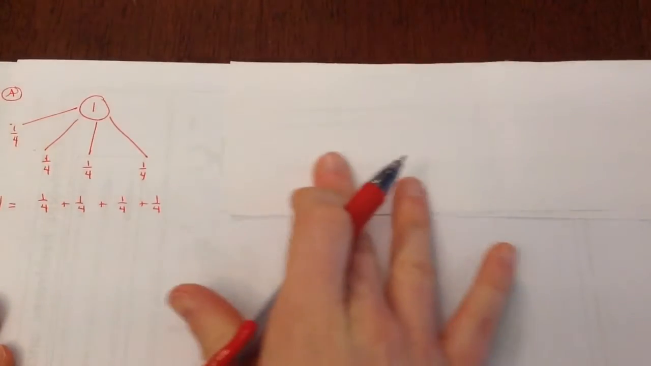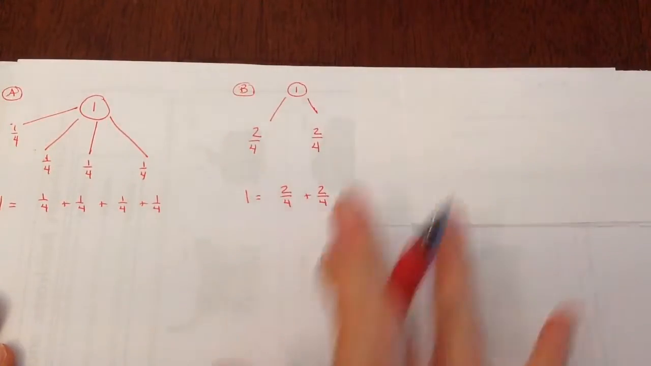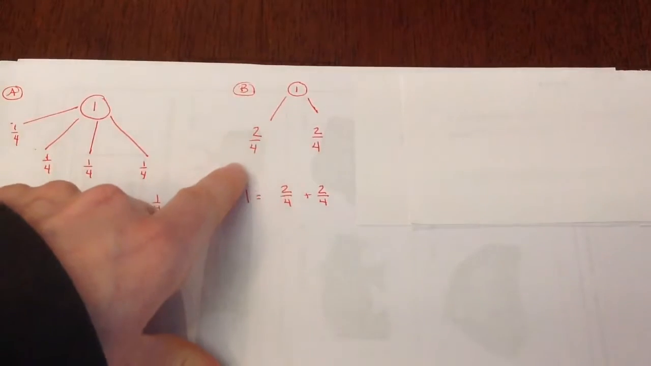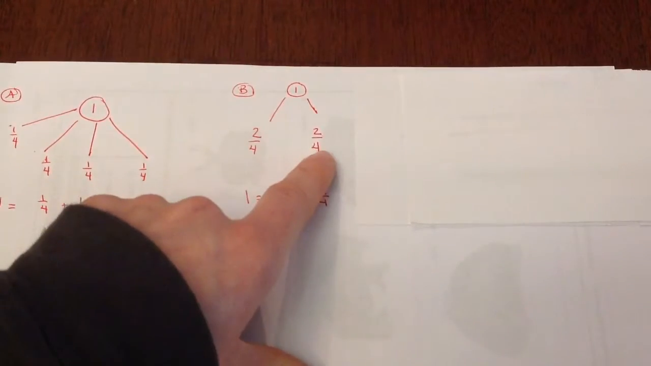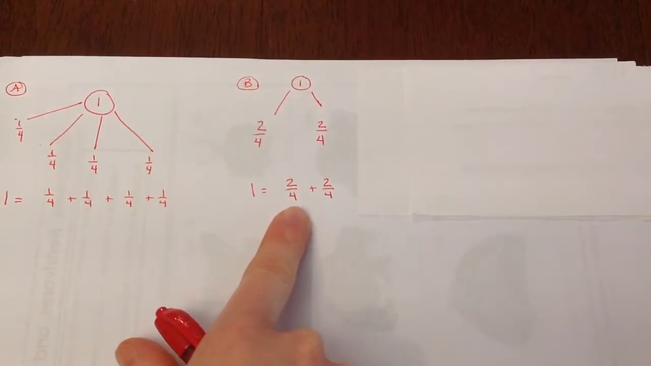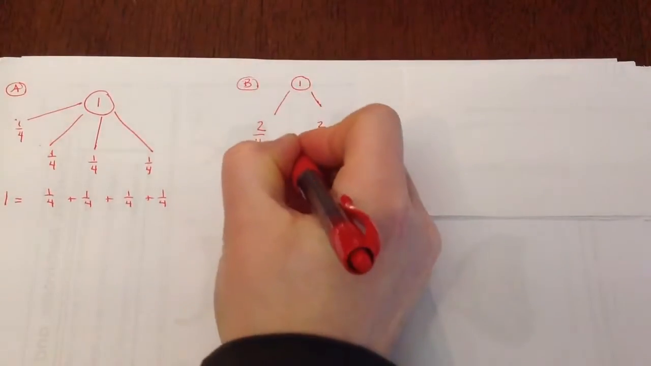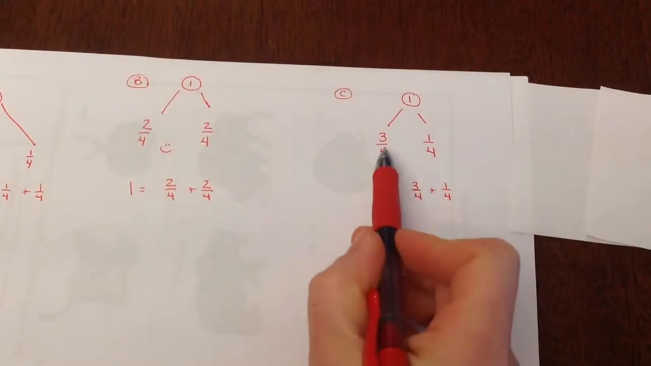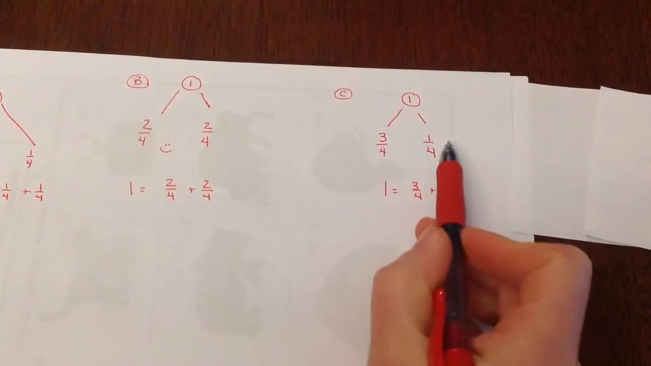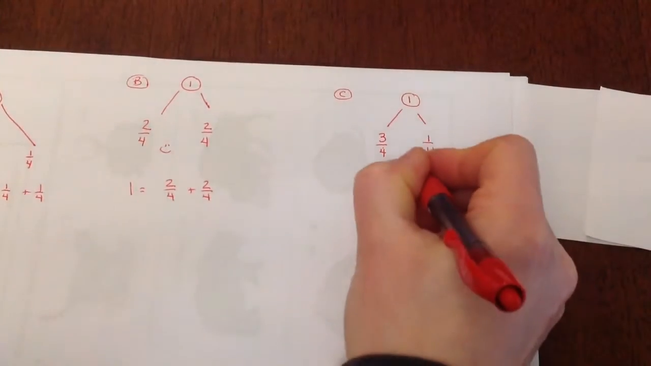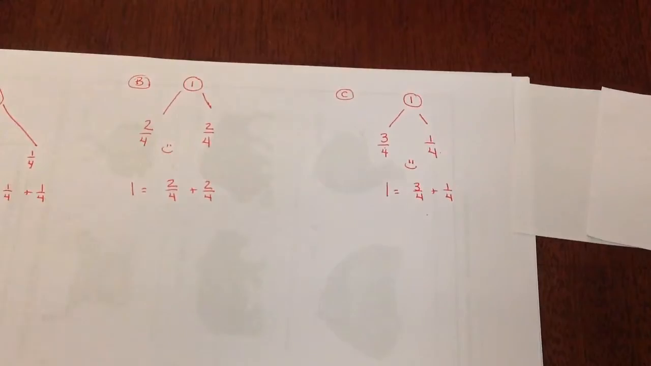All right, here's one that I've created. This is my first one. I've broken my fourths, or bonded my fourths, into 2/4 and 2/4. Here's my addition sentence. If you have that one, give yourself a check, smiley face, or whatever. And here's my other. I bonded 3 of the fourths into 3/4 and a fourth. And that's what my bond looks like. My number sentence, give yourself a smiley face.